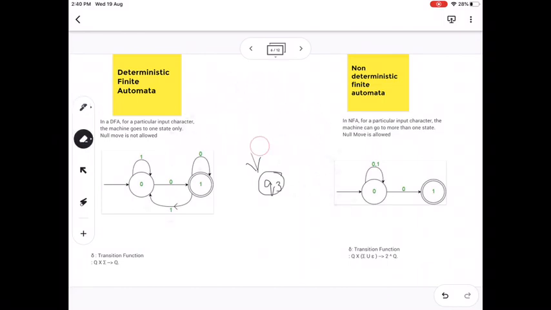In deterministic finite automata, the same thing we discussed is put into formalization, that is Q by input symbol, we go to only one state, that is one Q. And here for NFA, the transition function Q by input symbol including empty goes to multiple states, that is Q by 2 to the power Q. Okay.